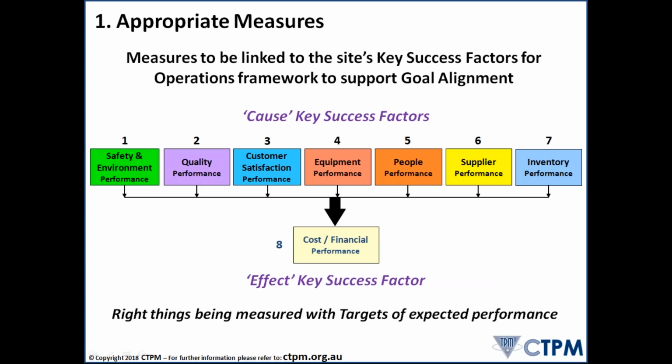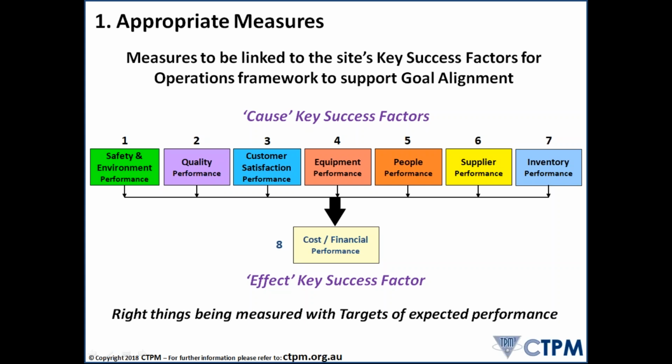Appropriate measures. So as we said, we want the measures to be linked to the site's key success factors. And what we've found in our experience is that usually they fall into these 7 categories. Now, sometimes some of these will be less important than others. This is the order that Toyota, our Northern Star of lean companies, has had theirs in. And it really comes down to how you make decisions.